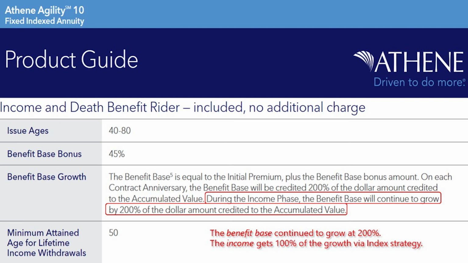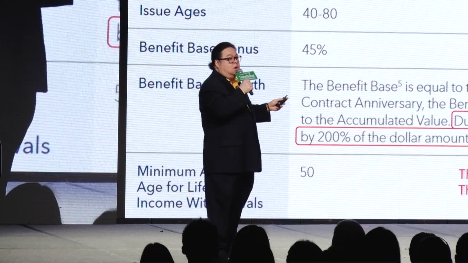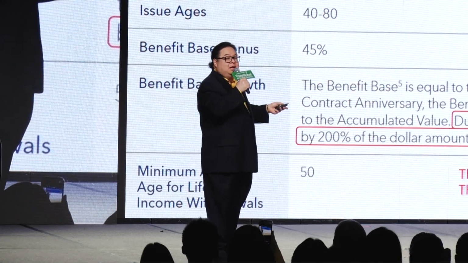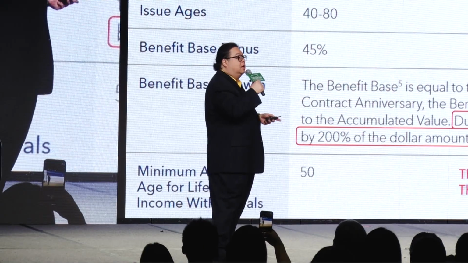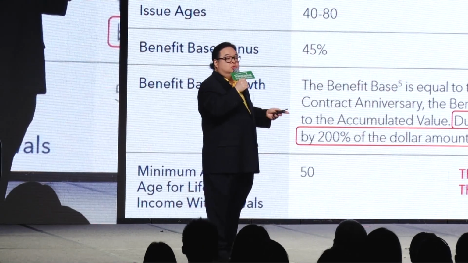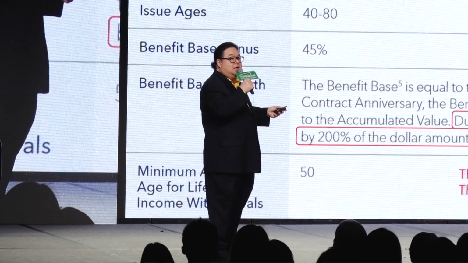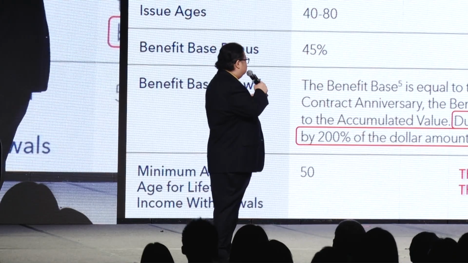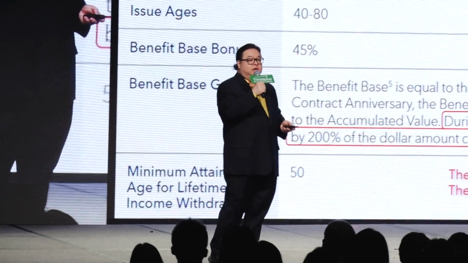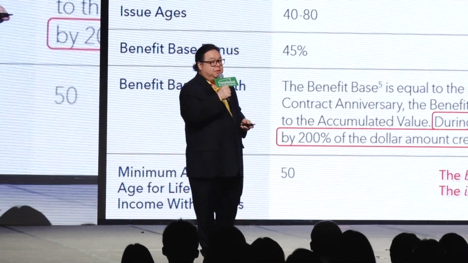Oh, and also I want to remind you guys, I think they do have this sentence that says, after the income starts, during the income phase, the benefit base will continue to grow by a 200% dollar amount credit to accumulation value. Don't get this sentence wrong, because the income does not grow with 200%. The 200% only credits to the accumulation value. It does not grow your income. Your income still grows only 100% of the index growth. Okay, be careful on that.